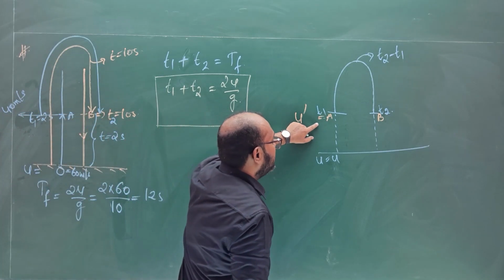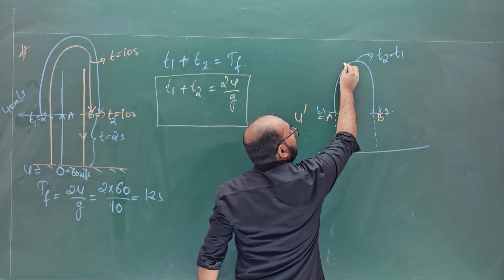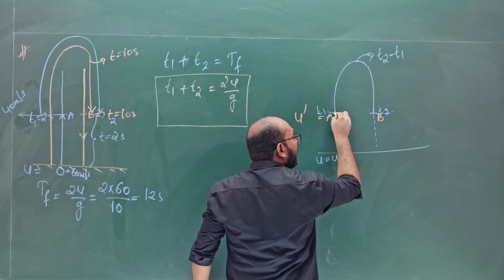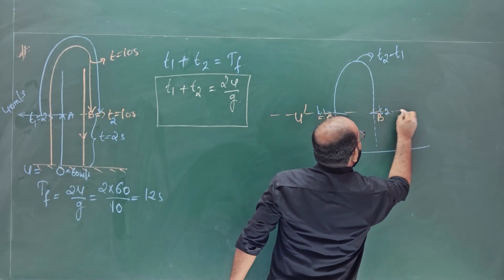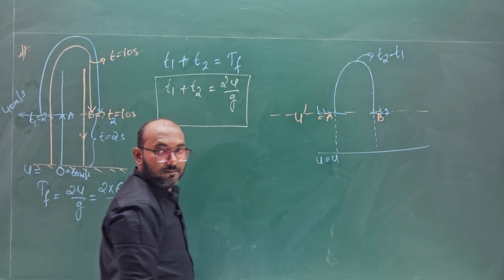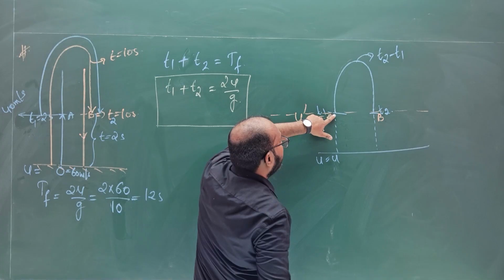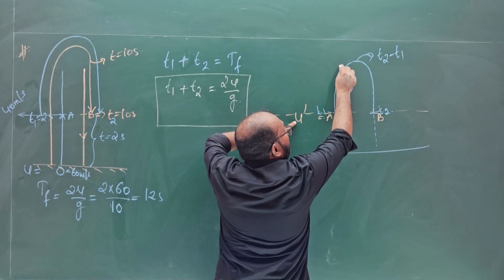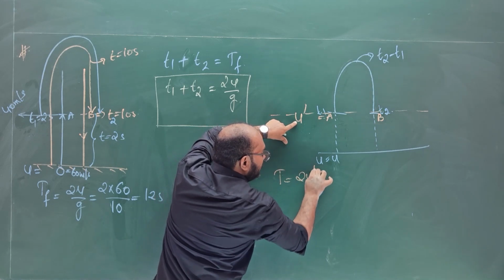Or can I also say that this u dash is nothing but, look, from here to here it went like this, from here to here it reached to this point. So from point A to point B, can I say that this is nothing but one more time of flight? Yes or no? Okay, then at this point A, initial velocity is u dash, so tell me the time of flight from A to B. T is equal to, can I write 2u dash upon g?